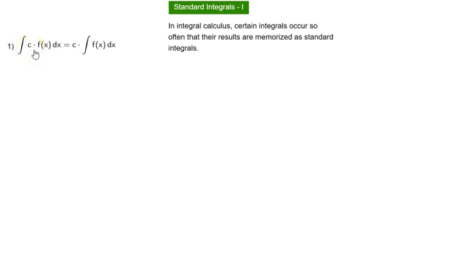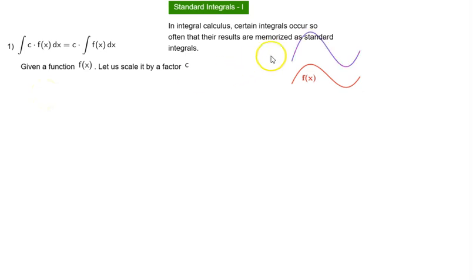Integral of c times f of x dx equal to c times integral of f of x dx. So given a function f of x, let us scale it by a factor c. So let's say f of x is this and c times f of x is this. This could be scaled in any manner. By the way, this straight line is because we are multiplying it by 0.